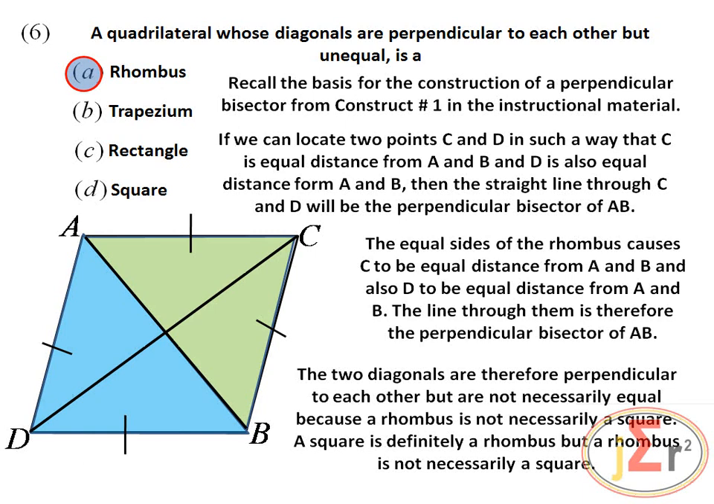And what is a rhombus? Any quadrilateral with all sides equal. That's a rhombus. And a square fits that description. Therefore, a square is a rhombus.